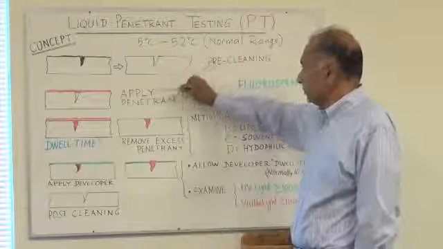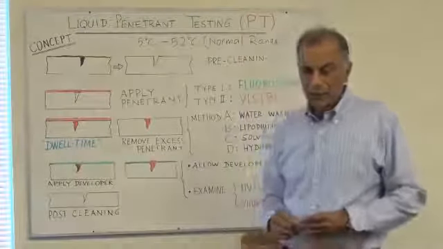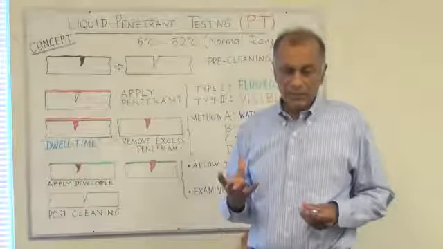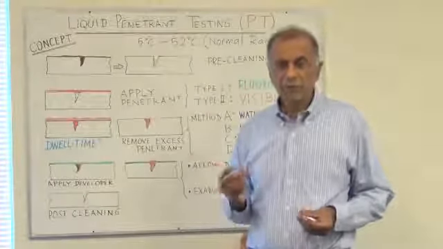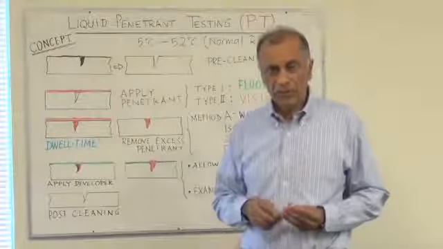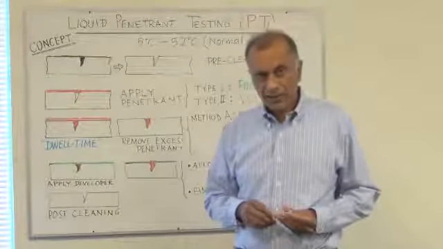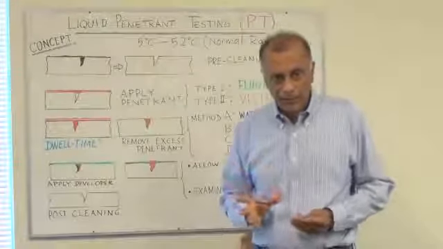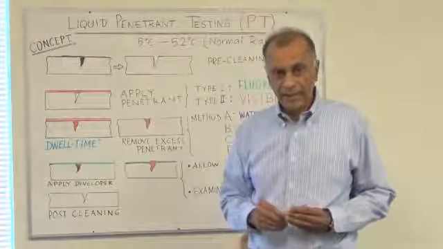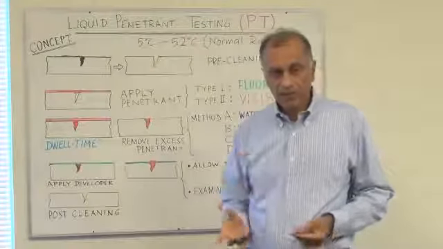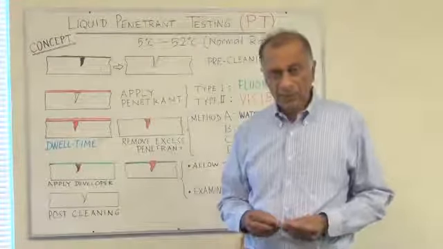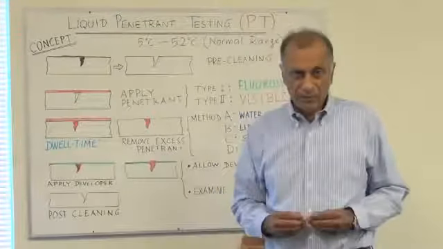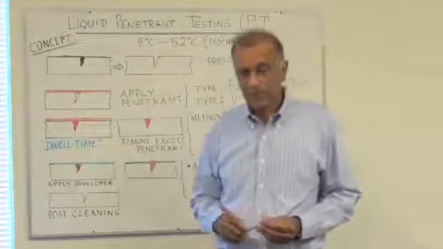After the cleaning, we apply the penetrant. What is a penetrant? Penetrant is a liquid which has the property of capillary action to penetrate into the discontinuities and cracks in the surface. In order to view the penetrant after the inspection, a dye is included in the penetrant. It can be a visible dye with red color, or it can be a fluorescent dye which would be visible under a black light.